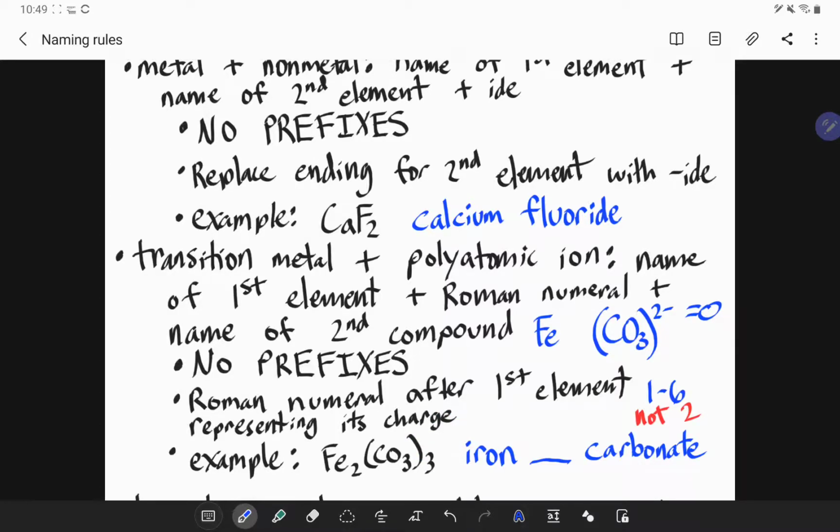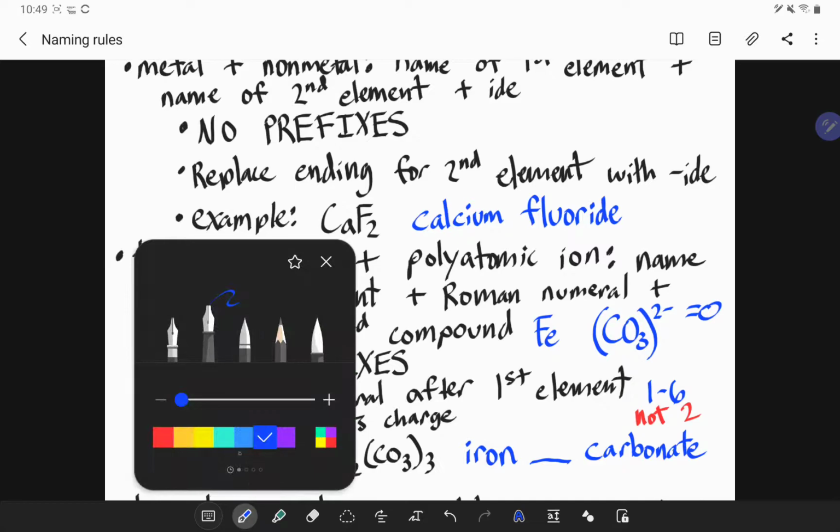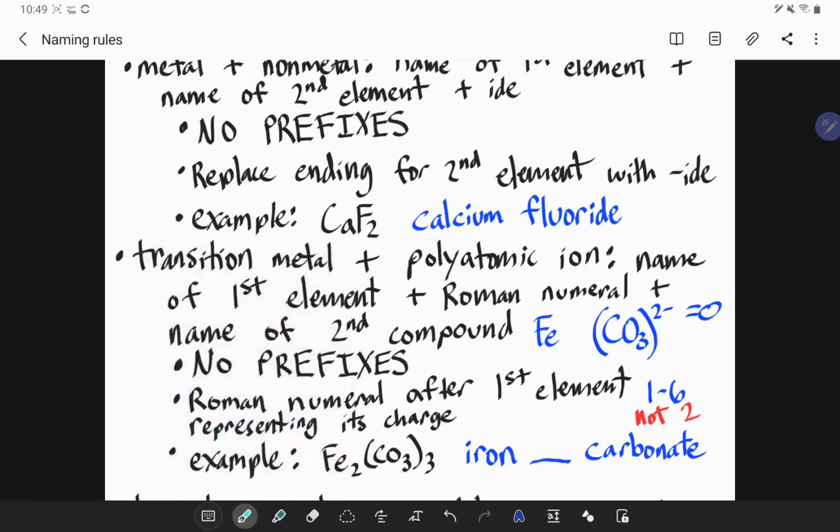So let's figure out how we can do that. The simplest method for this particular example is what I like to call the reverse crisscross method. And there's kind of a shortcut to solving this, and I'll show you that, and then I'll prove it up here. So the shortcut is, if I have a 2 written right here next to the iron, I'm going to take that 2 and I'm going to write it up here.